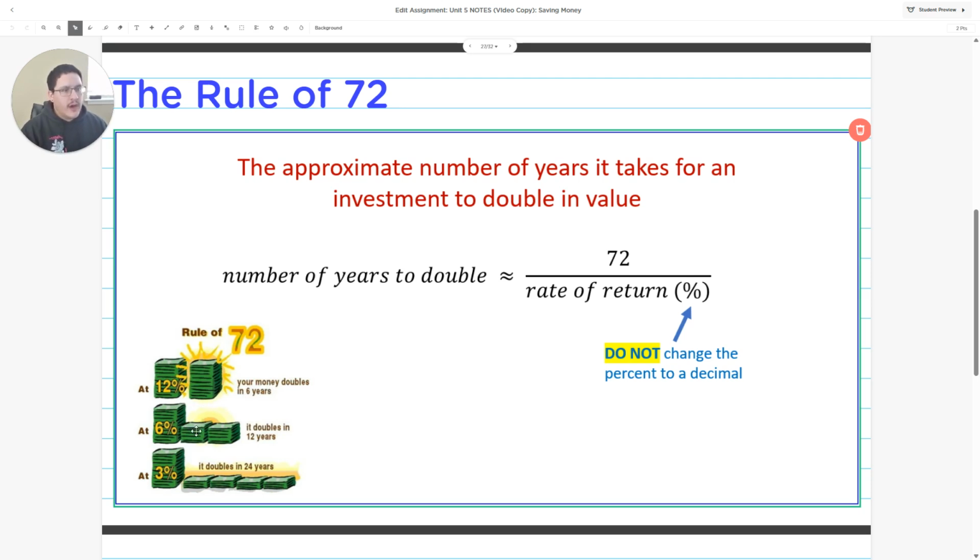If you invest $100 at a 6% return rate, it'll double in 12 years based on the math. If you have a rate of return of 3%, then it'll take about 24 years for $100 to turn into $200. So that's what this rule is for, to approximate, guesstimate, or estimate, whatever word you want to use, the number of years it takes for an investment to double.